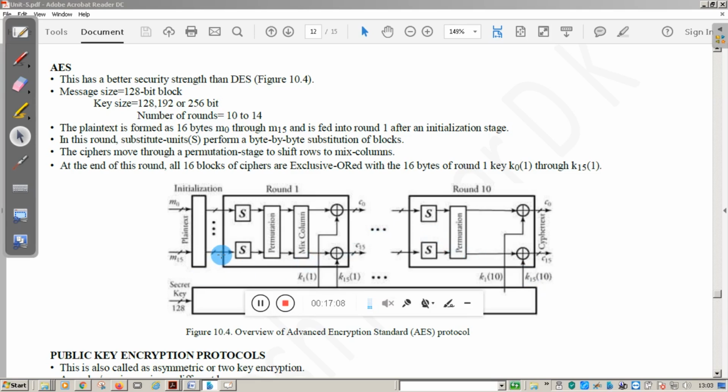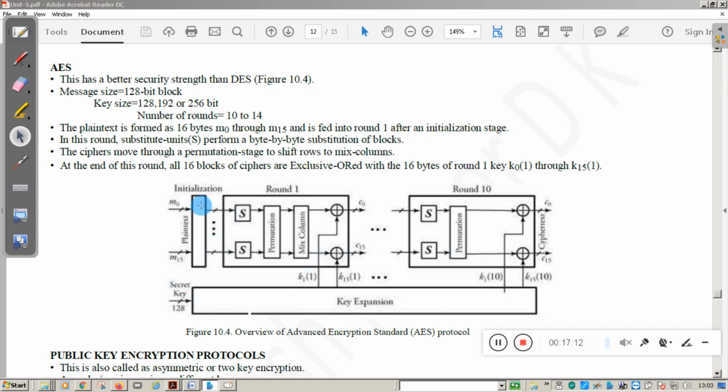Now let's see the structure of the AES algorithm. AES stands for Advanced Encryption Standard. It has better security than DES, the message size is 128 bits as explained earlier, and the key size is variable, and the number of rounds is 10 to 14. The plain text is formed as 16 bytes, M0 through M15, and after the initialization stage, it is fed to round 1.